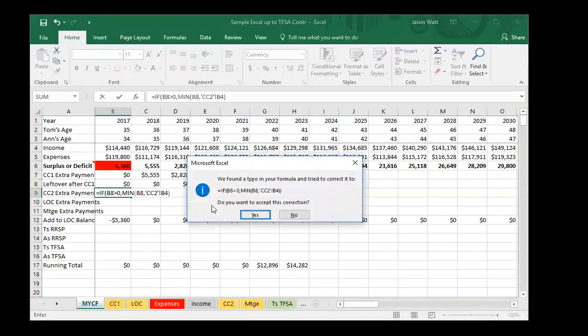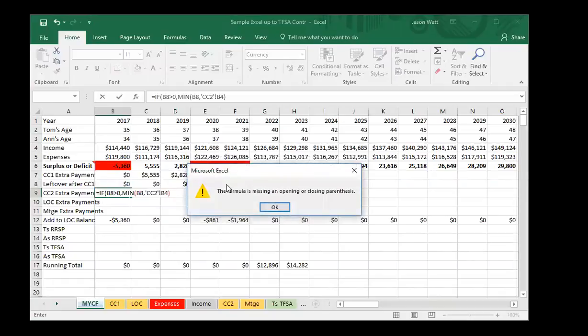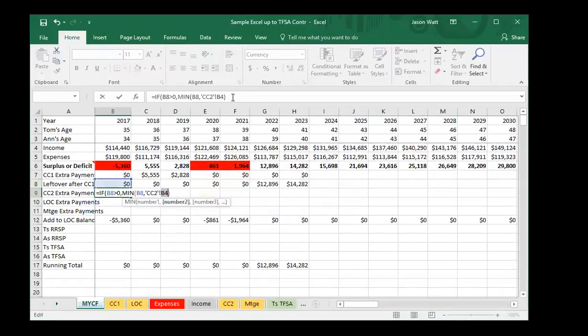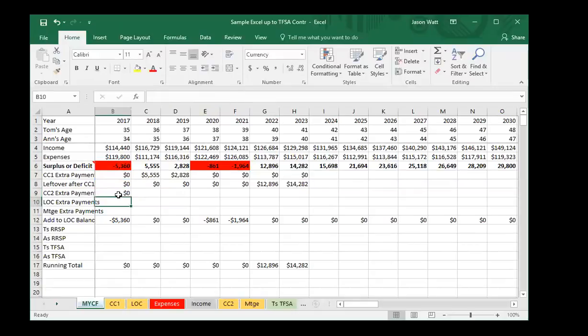Oh, and I forgot to finish this out. Yeah, so I did my if here. I did my logical test. I did my value of true, but I still need my value of false, which is going to be 0. So now, credit card 2 is getting paid down.